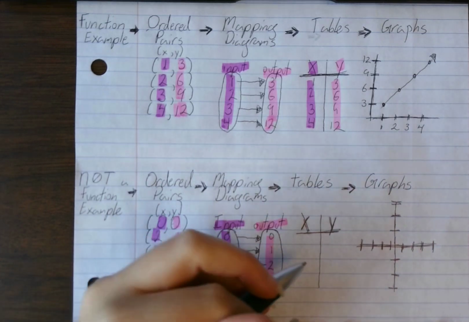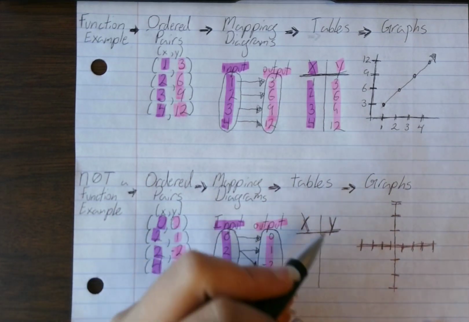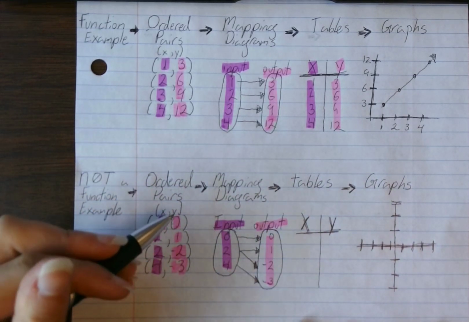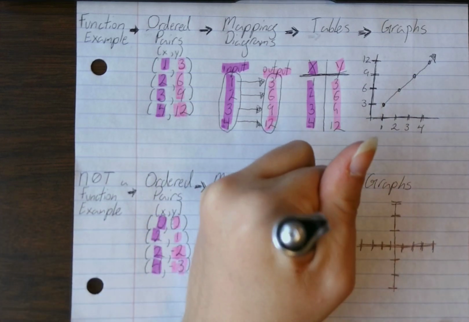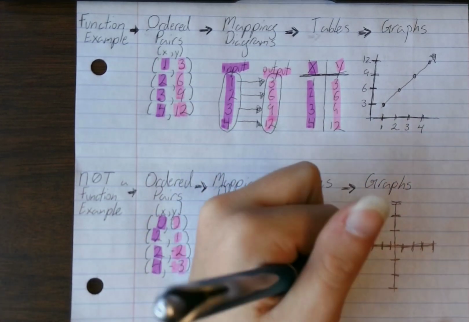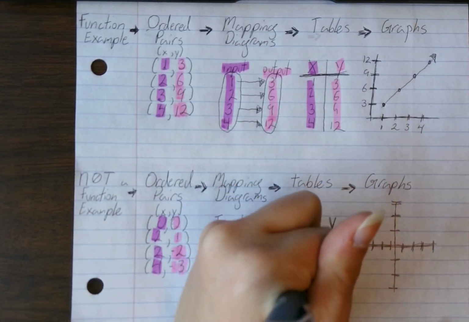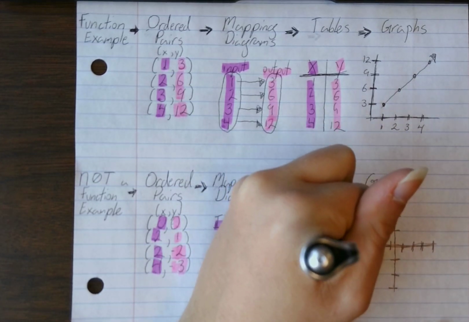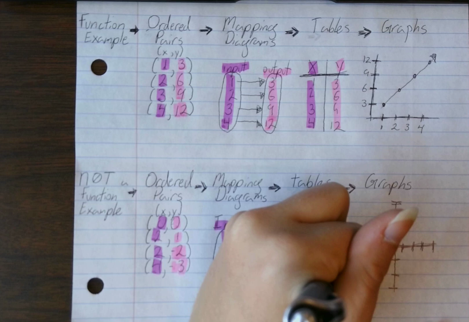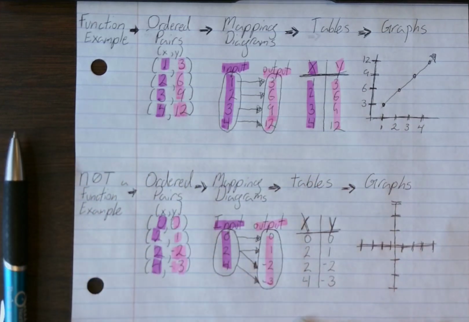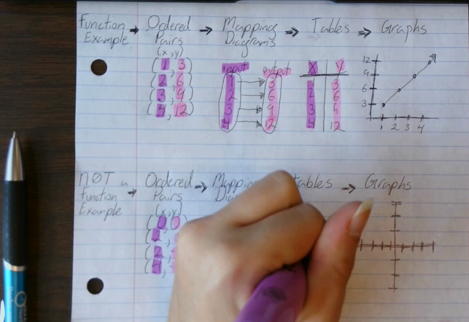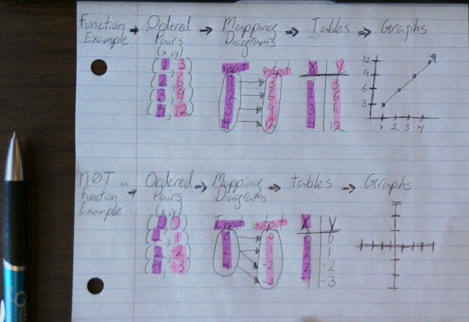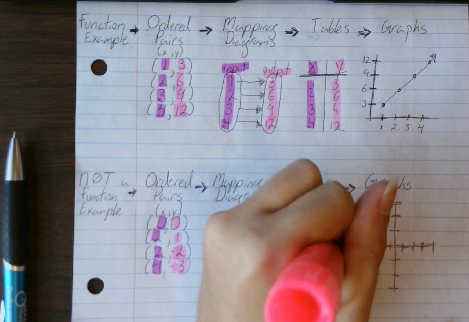Now we're going to go in and fill in our beautiful table with our points because we know our x's and our y's. So we should have 0, and then 2, 2, 4 for my x values, and for my y I should have 0, 1, -2, and -3. Again, I'm going to go in and highlight my stuff so I know for future reference.